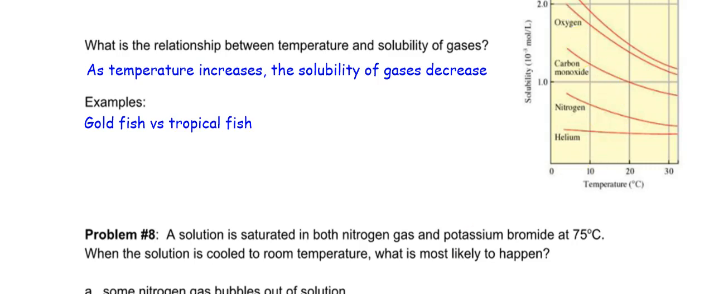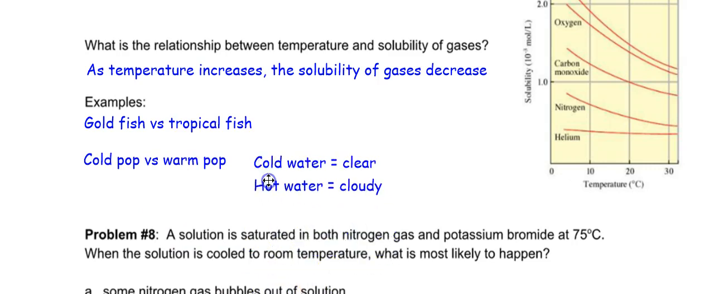So what's another one? Well, how about cold pop versus warm pop? In this case, cold water is your clear, and your hot water is cloudy. Same thing here. If you ever tried to pour a can of cold pop, not a whole lot of bubbles are involved. If you pour out a can of warm pop, lots of bubbles. Oh, I have another story about that too. I'll tell you about that later.